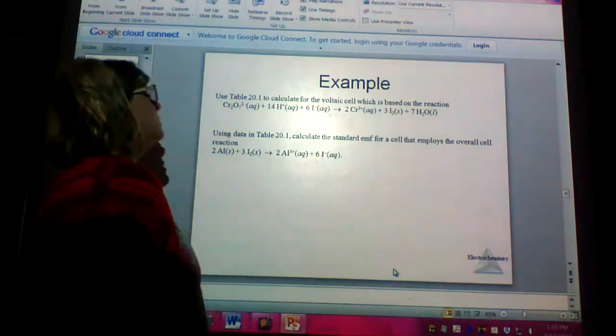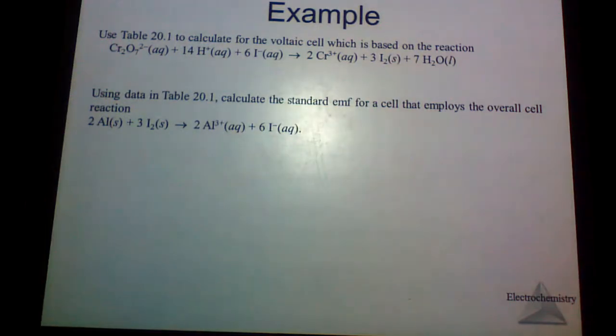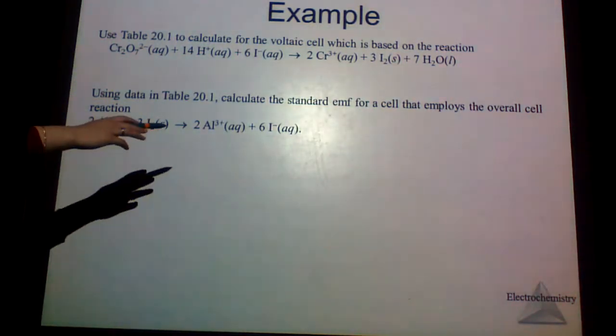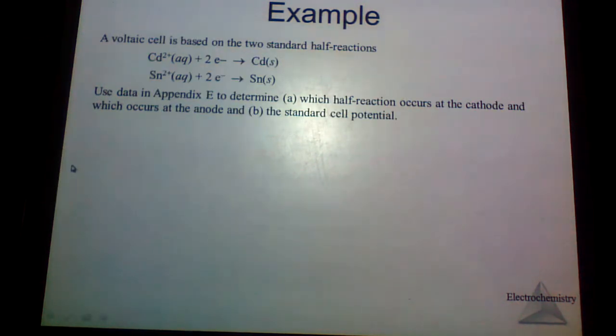Okay, the next one, how about you try that one on your own for homework tonight? So it's the aluminum with the iodine. Try that one for me. Okay, on this one, a voltaic cell is based on the two standard half reactions that are given to you here. It says use data in Appendix E to determine which half reaction occurs at the anode and which occurs at the cathode, and then also the standard cell potential.